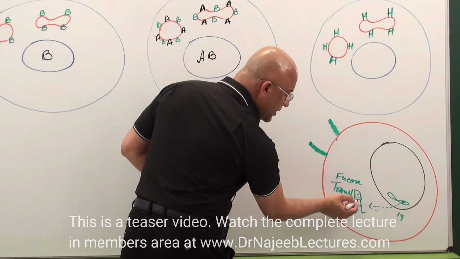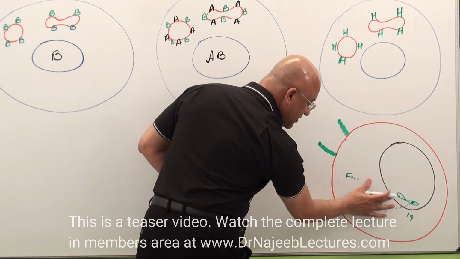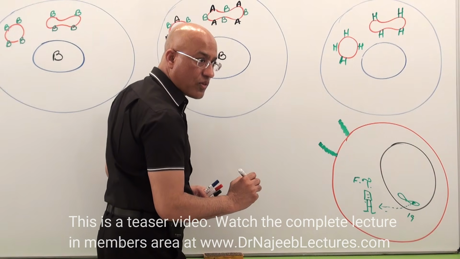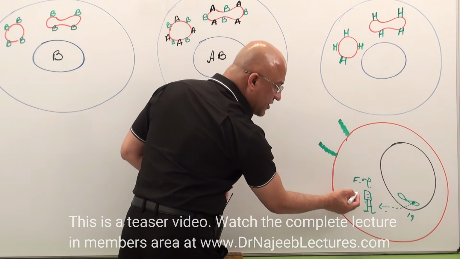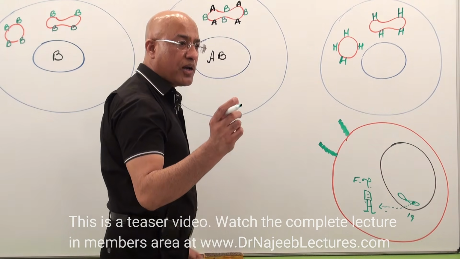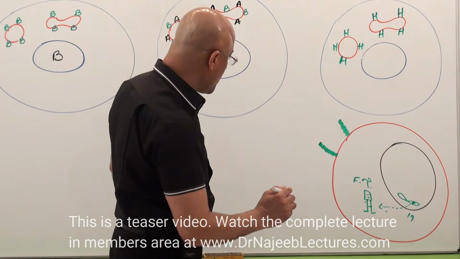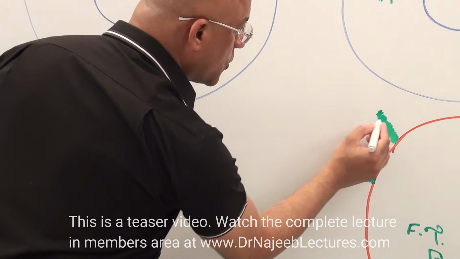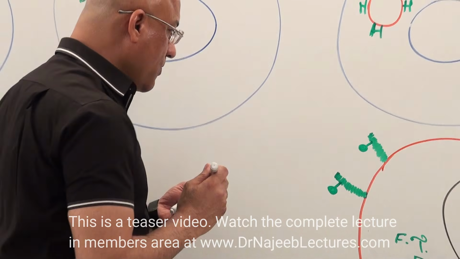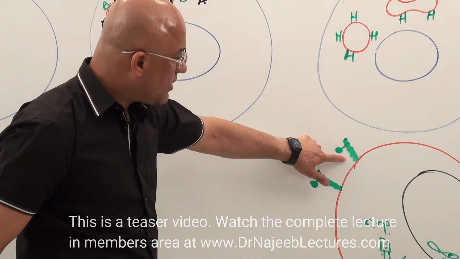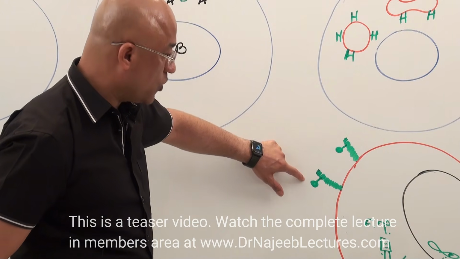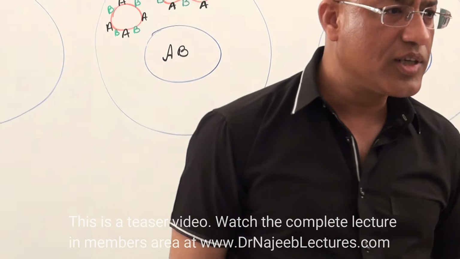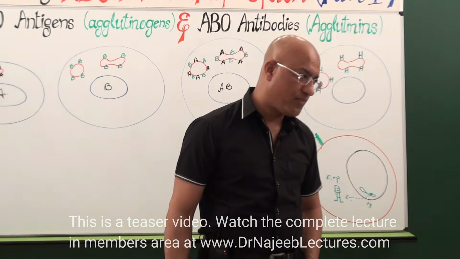So what happens if this enzyme expresses? If this enzyme expresses, I will call it fucosyltransferase, right? This enzyme will attach which molecule? Fucose molecules with this chain, and this is fucose. Now this oligosaccharide chain with fucose is called H substance. What is it called? H substance or H antigen.